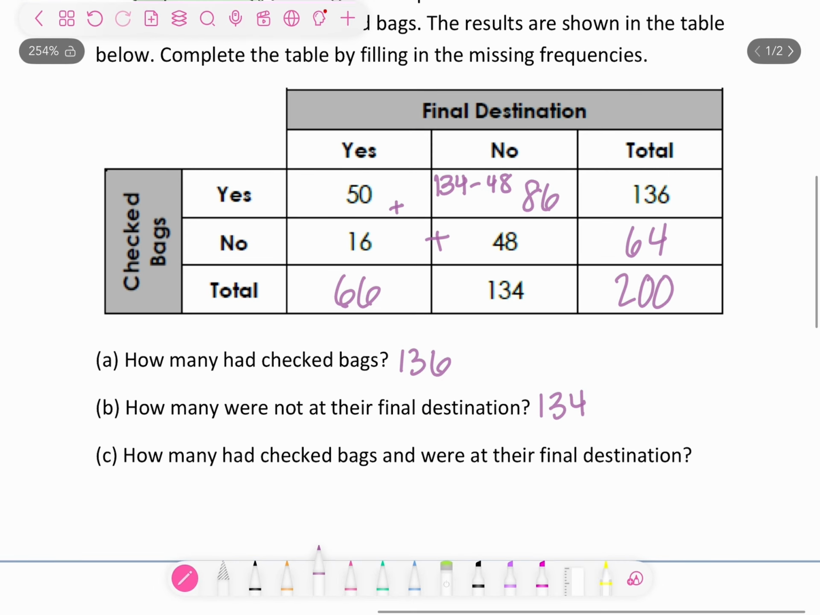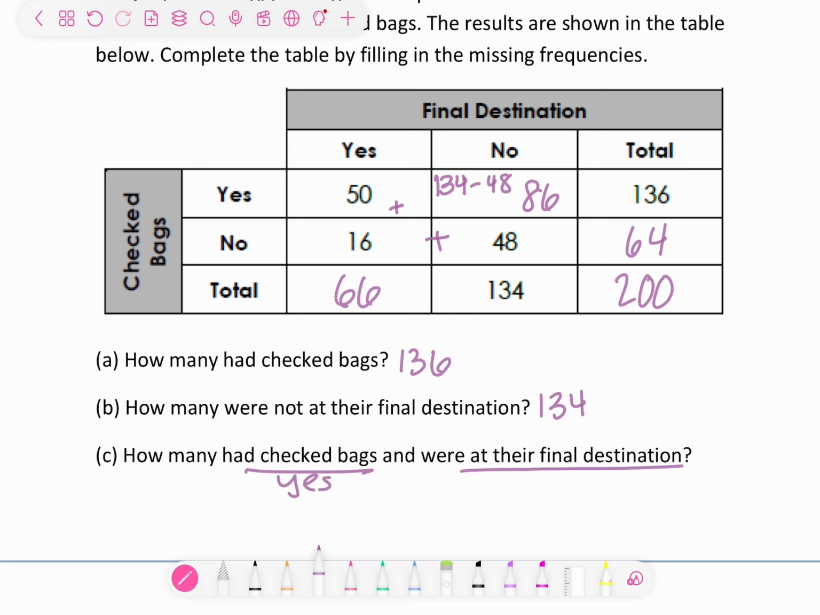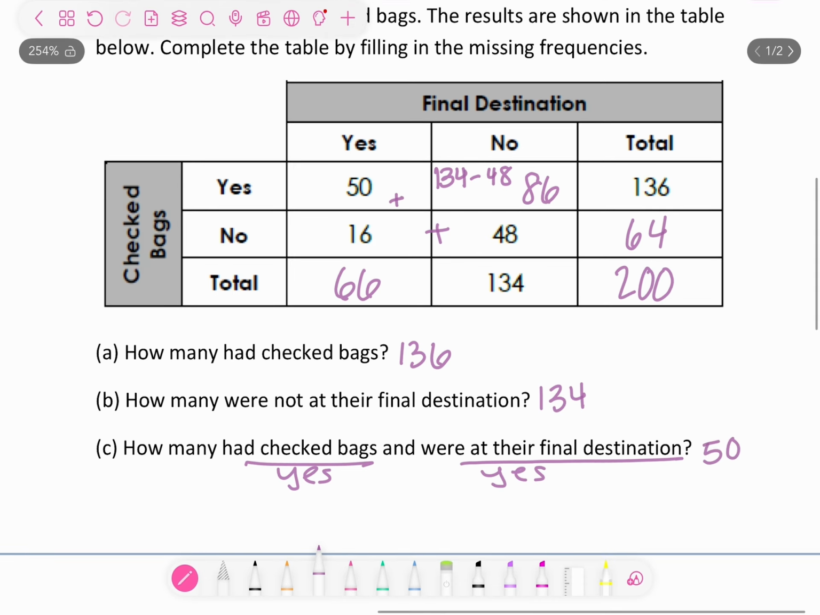How many had checked bags and were at their final destination? So, had checked bags and were at their final destination. So this is going to be a yes to this one and a yes to this one. Okay, so yes and yes, that's 50 people. So that's how you read those tables, right? You just basically go through and try to figure out what it's asking for, and you find the answer either in the joint or the marginal frequencies.